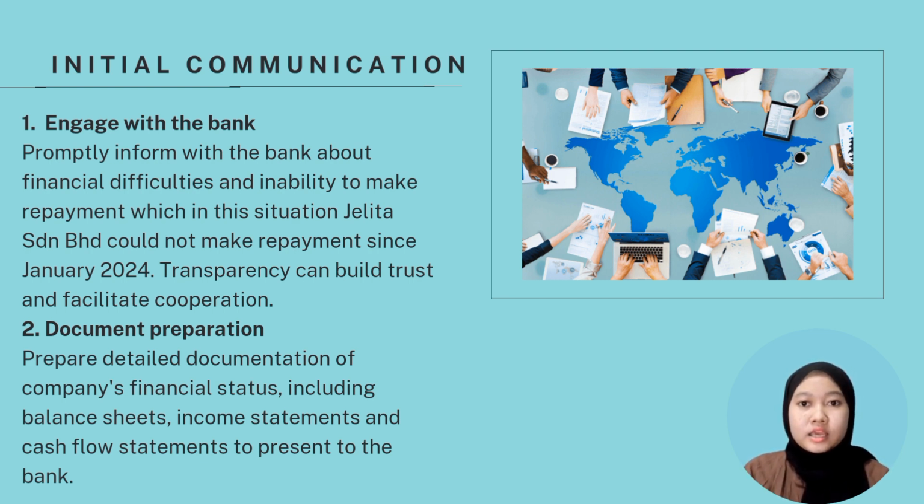I will move to the second recovery process, which is initial communication. The first one is we need to engage with the bank. Properly inform the bank about the financial difficulties and inability to make repayment, which in this case, Jelita Sdn Bhd could not make repayment since January 2024. Transparency can build trust and facilitate cooperation.